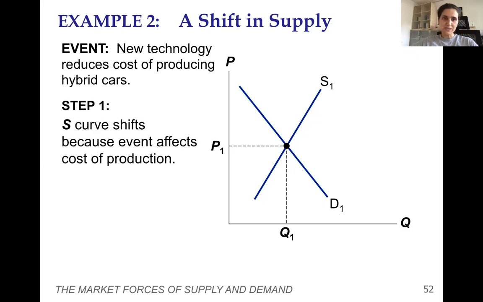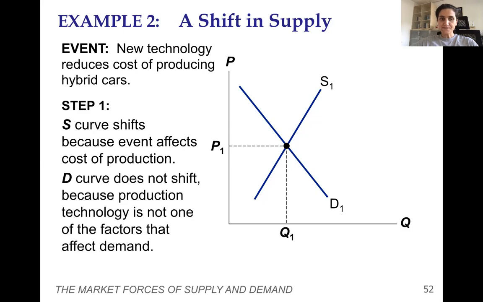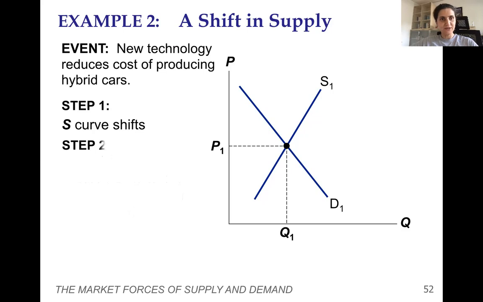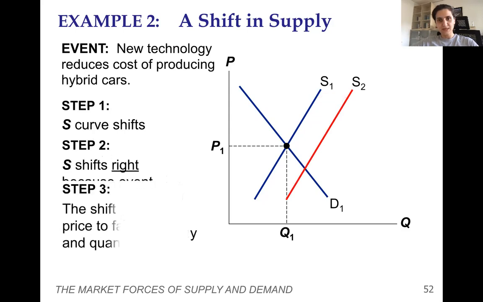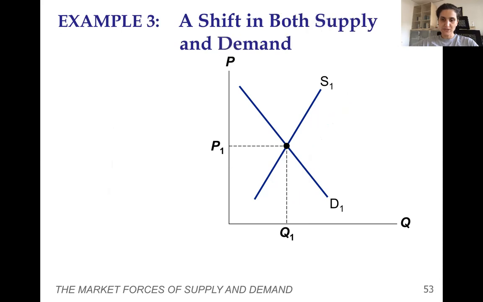Step one: the S curve shifts because the event affects the cost of production. Demand will stay the same, as production technology is not one of the factors that affect demand. Step two: S shifts to the right because the event reduces the cost, making production more profitable at any given price. Step three: at the new equilibrium, the price is lower and the equilibrium quantity is higher. Q2 is higher than Q1.